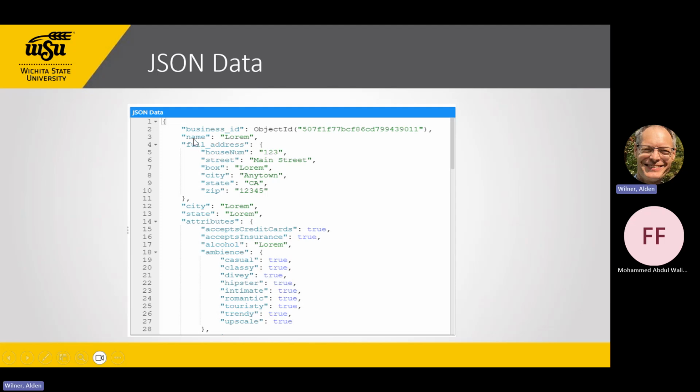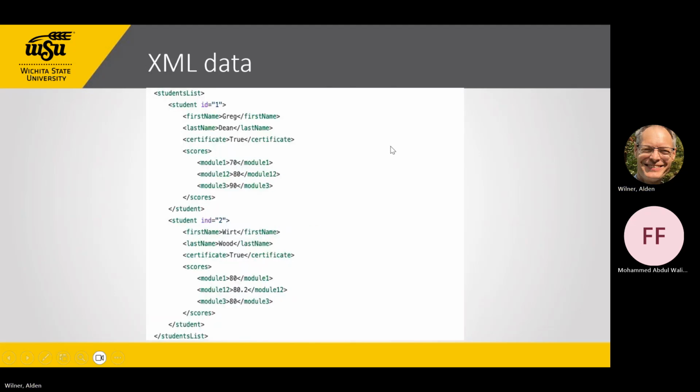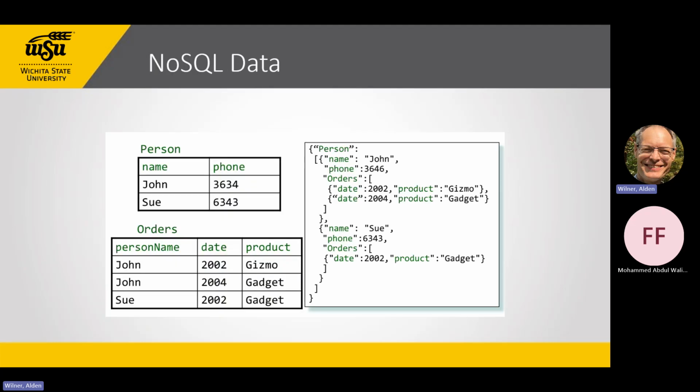In this case, we've got some company named Lorem, and the full address is 123 Main Street, so on and so forth. Here we see XML, which is a similar format, but more wordy than JSON. XML is based off of HTML. HTML has tags for starting and ending everything. So in this case, we have a first name, end first name, last name, end last name. So it's a much wordier interface than JSON, and it's fallen out of favor, largely for that reason.